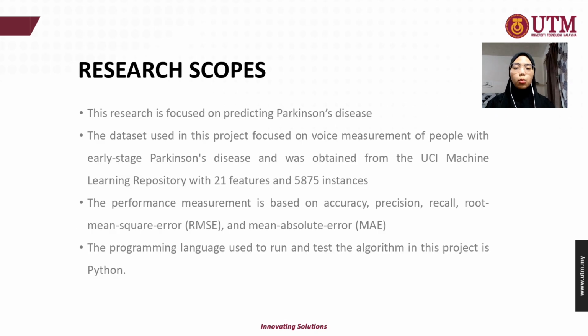Next, what is the scope of the research? So this research is focused on predicting Parkinson's disease, and the data set used in this project focused on people with early stage Parkinson's disease and was obtained from the UCI Machine Learning Repository with 21 features and 5,875 instances. The performance measurement is based on accuracy, precision, recall, root mean square, and mean absolute error. This is performance measurement for regression model. And lastly, the programming language used to run and test the algorithm in this project is Python.